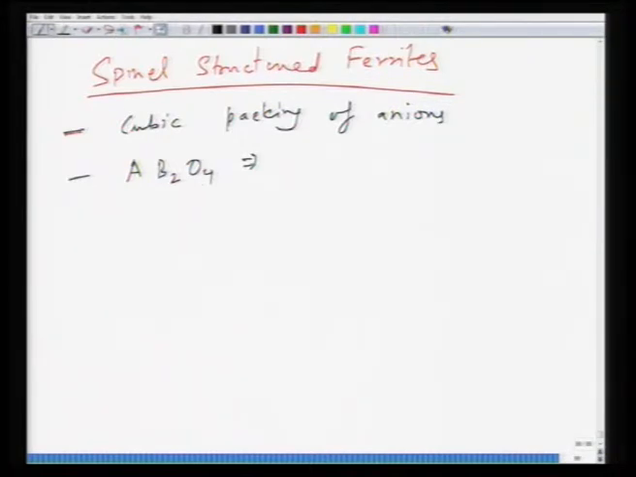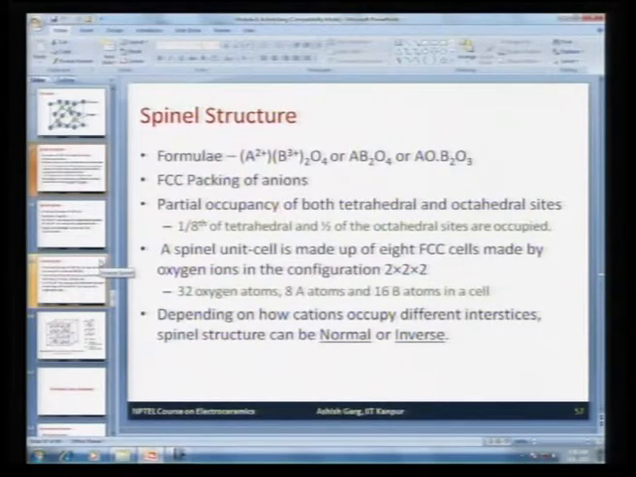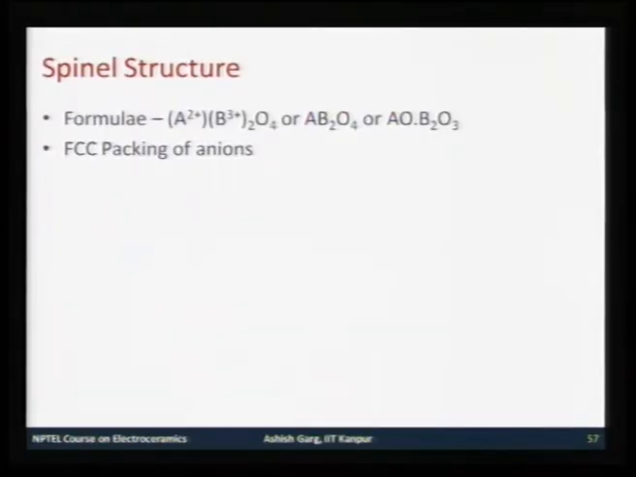Now to know about these spinel ferrites, we will go back to module 1 a little bit, because that is where we discussed these materials. So I'll take you to the slides of module 1, which is something we discussed there. A spinel structure is essentially spinel structured materials have formula of A2+B3+2O4, or they are written as AB2O4 or AO.B2O3. So it's essentially a mixture of two oxides, AO and B2O3.